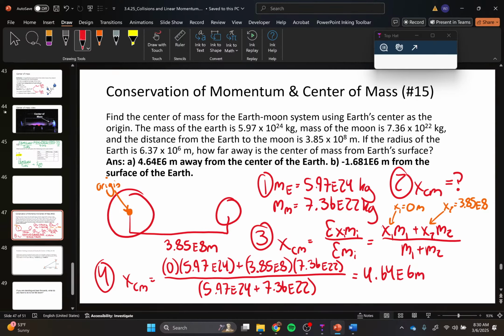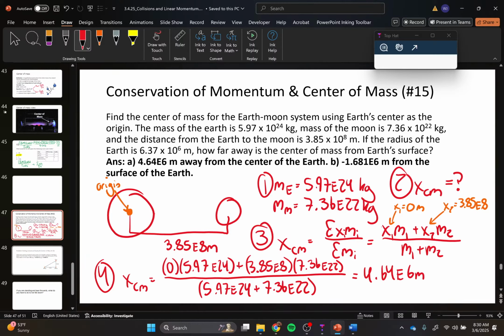Now the next question is, how far away from the surface of the Earth? So obviously the surface of the Earth here, there's a lot of different points. It wasn't clarified, but I'm talking about the closest point, which is going to be there. Like I mentioned, when you did part A, what I wanted you all to do is actually draw on the Earth where the center of mass is.